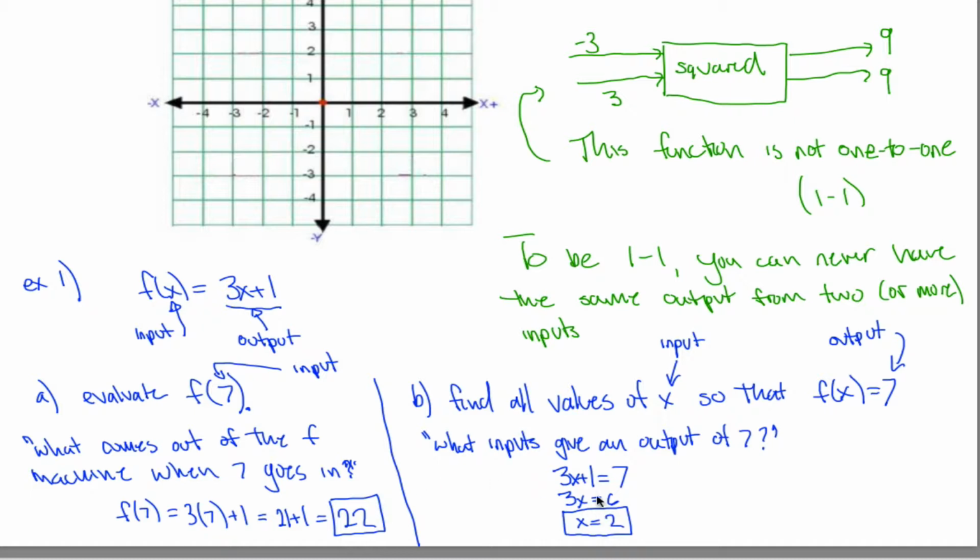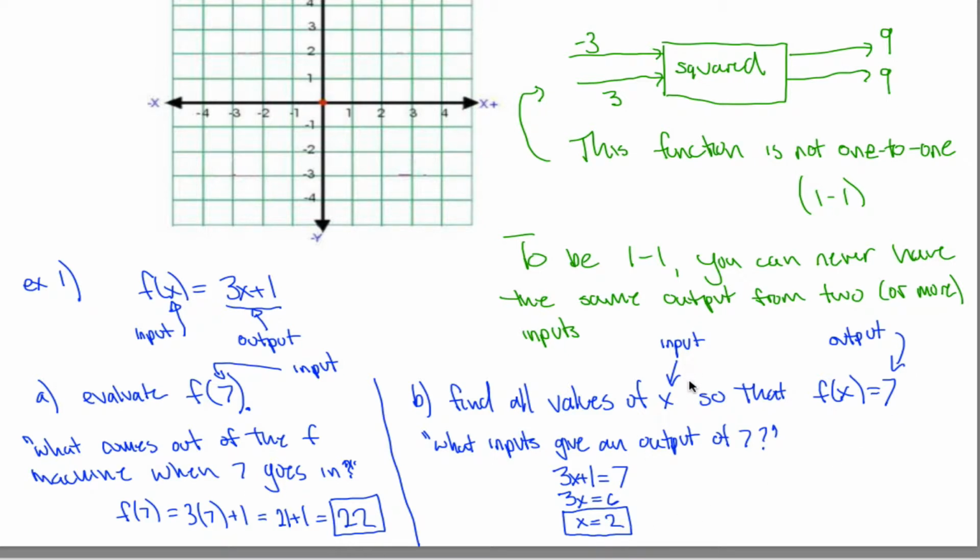Again, very different over here. Complete coincidence. This is 22 and this is 2. I guess nothing's a coincidence in math, but there's nothing that you're supposed to pick up from those digits being similar. Understand the difference in these two questions, that in this one, you are told the input and you are asking for the output. In this one, you are told the output and you are asking for the input.